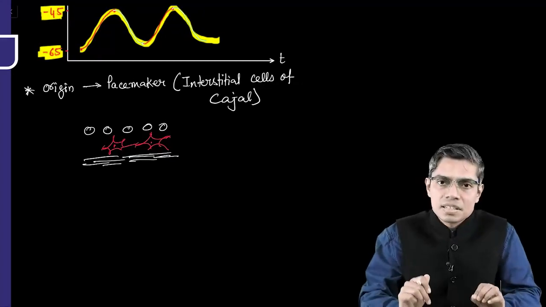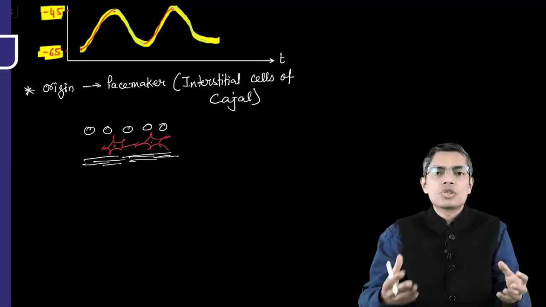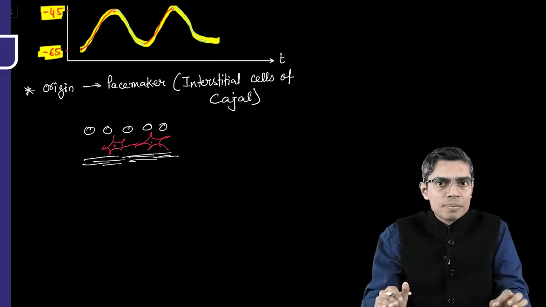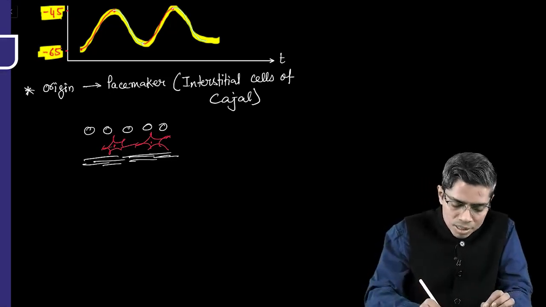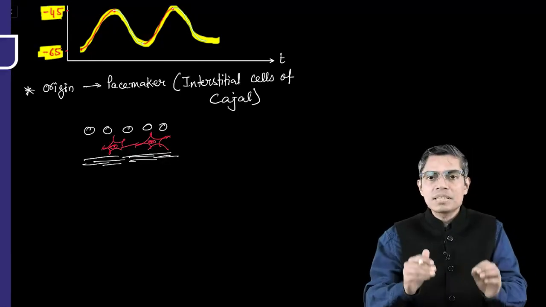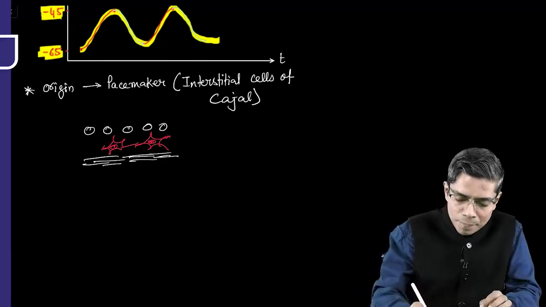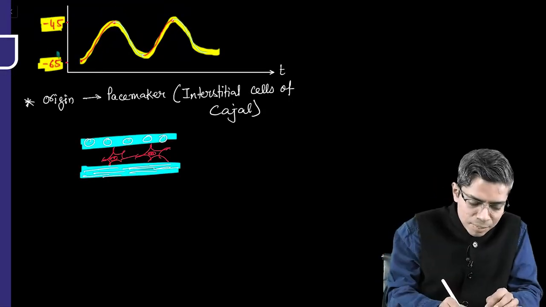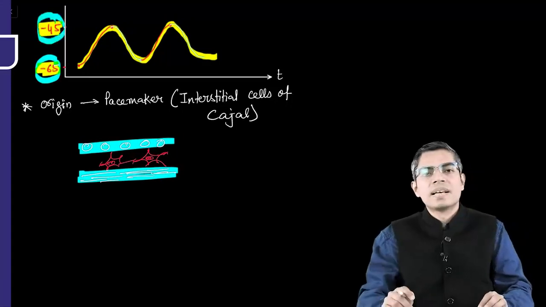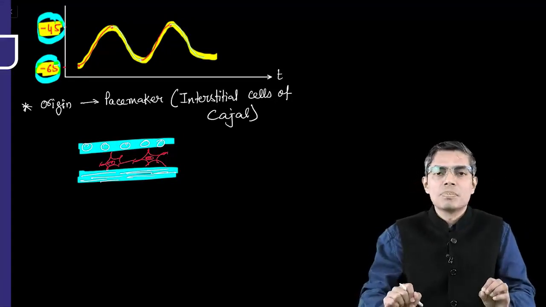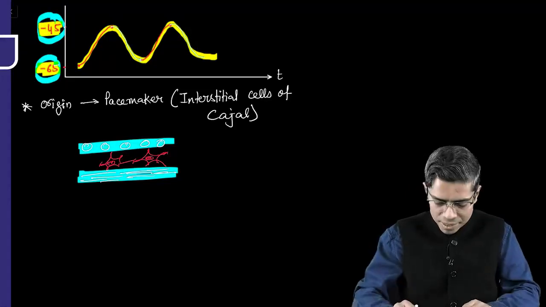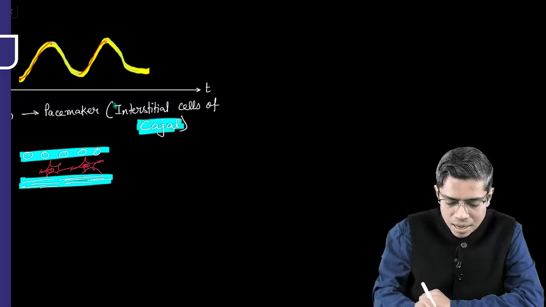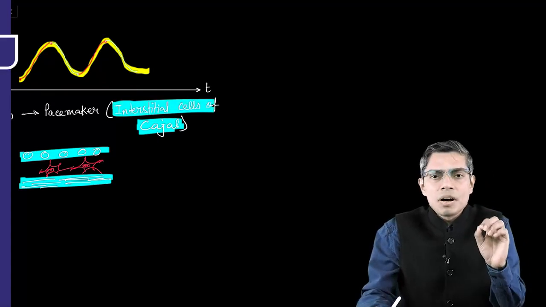Within these interstitial cells of Cajal, there is spontaneous fluctuation of the membrane voltage due to the presence of certain channels, which is still not confirmatory. But because of the constant fluctuation of the membrane voltage within these interstitial cells of Cajal, the membrane voltage of the smooth muscle also fluctuates from minus 65 millivolt to minus 45 millivolt, and this is nothing but the basic or basal electrical rhythm.